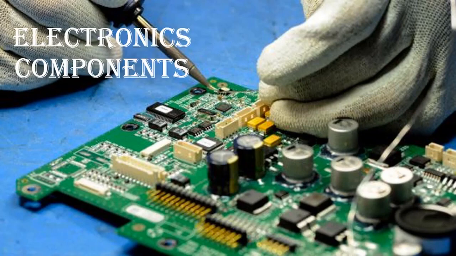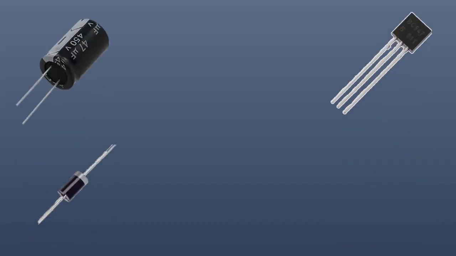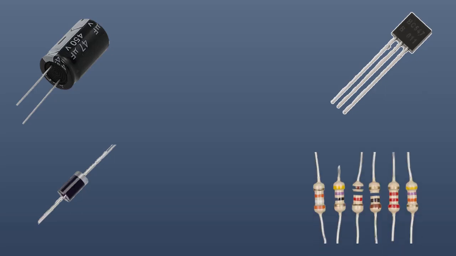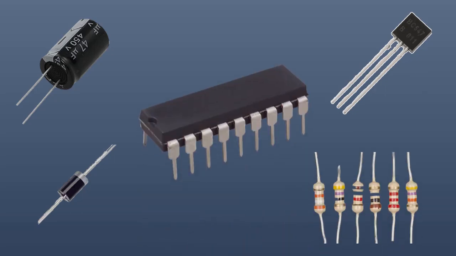The electronics components are capacitor, diode, transistor, resistor, and IC or integrated circuit. Each electronics component has its own functions.